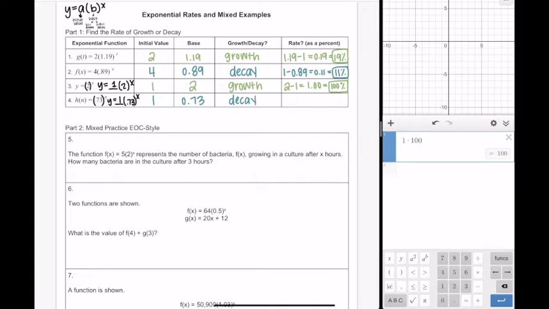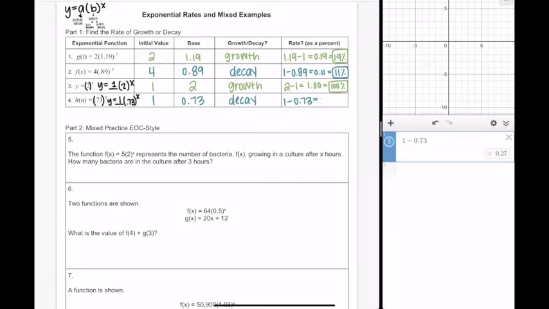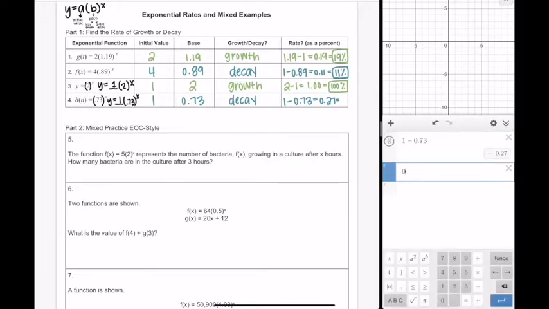And to find the percentage of decay, we're going to take 1 and subtract 0.73. So that gives us 0.27. And 0.27 as a percentage, we're going to multiply by 100. So that's 27%.